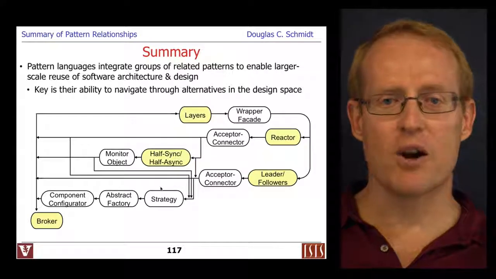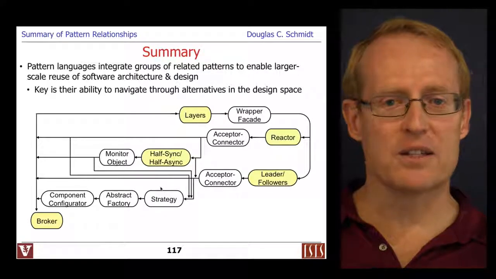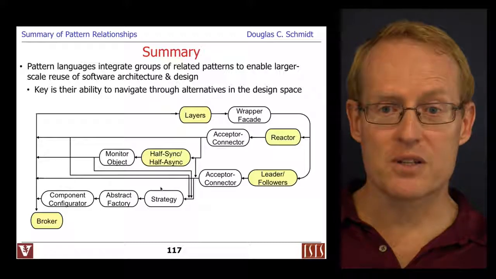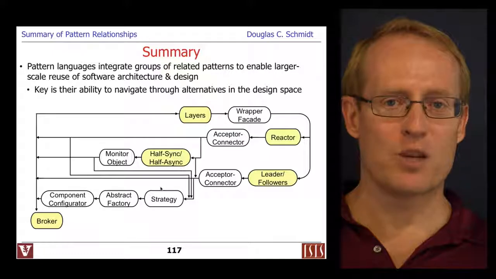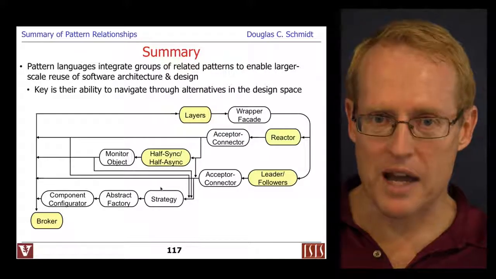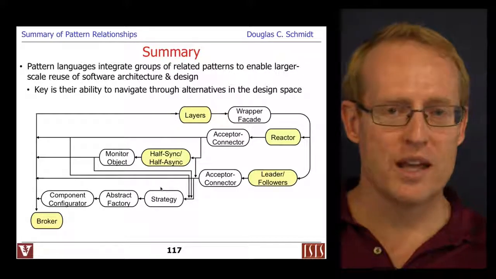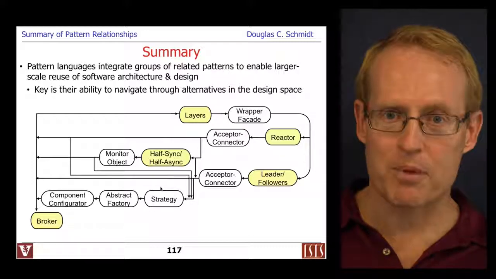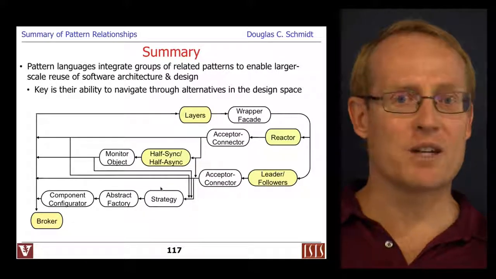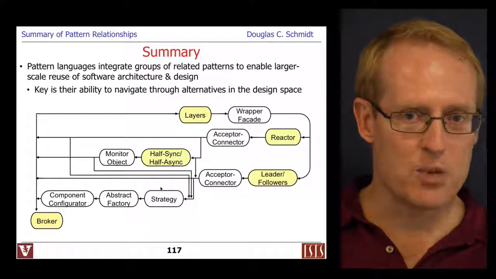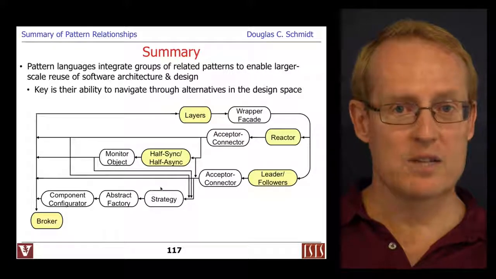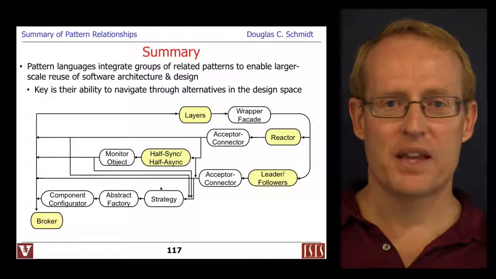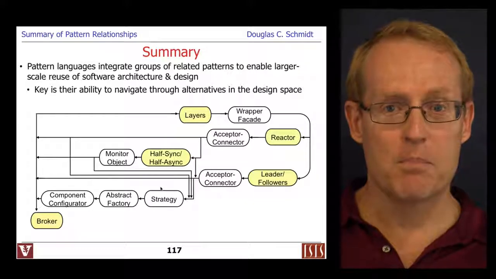But to summarize this part, a pattern language integrates groups of related patterns to enable larger scale reuse of software architecture and design. We're not just using individual patterns in isolation as pattern islands. We're not just using a handful of patterns in pattern complements or pattern compounds. We're not even using just a sequence of patterns that lead to a point design solution. Instead, we have a pattern language that allows us to navigate through the design space and select the alternatives that make the most sense given what our key design requirements are.